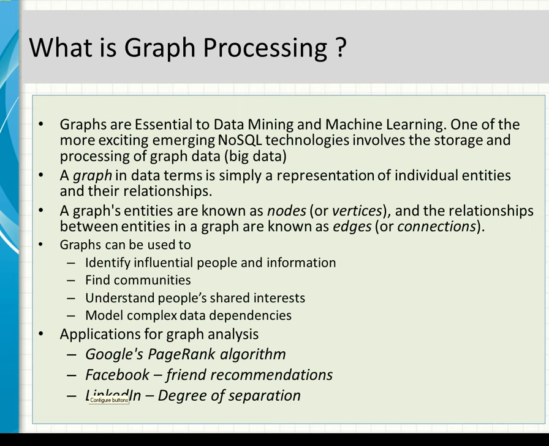Some of the applications for graph analysis, a great example is Google's PageRank algorithm, Facebook's friend recommendations, and LinkedIn's degree of separation. So when Facebook recommends somebody as a friend, or when LinkedIn identifies the degree of separation between one person and another, they are doing graph processing or graph parallel computation to figure out the answers to these questions.